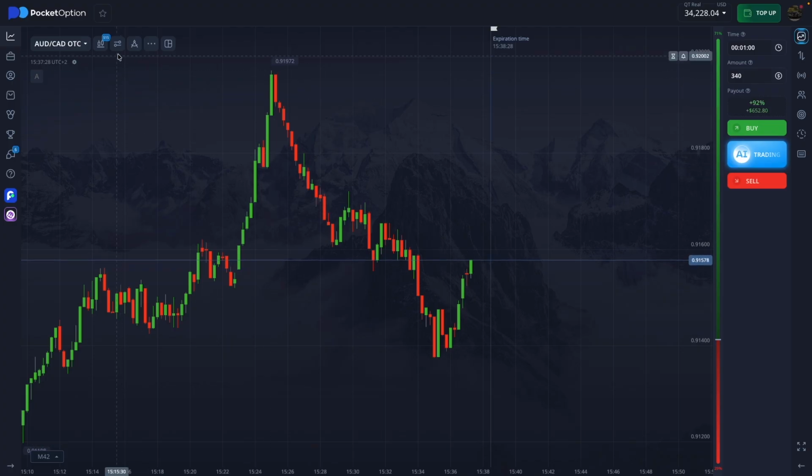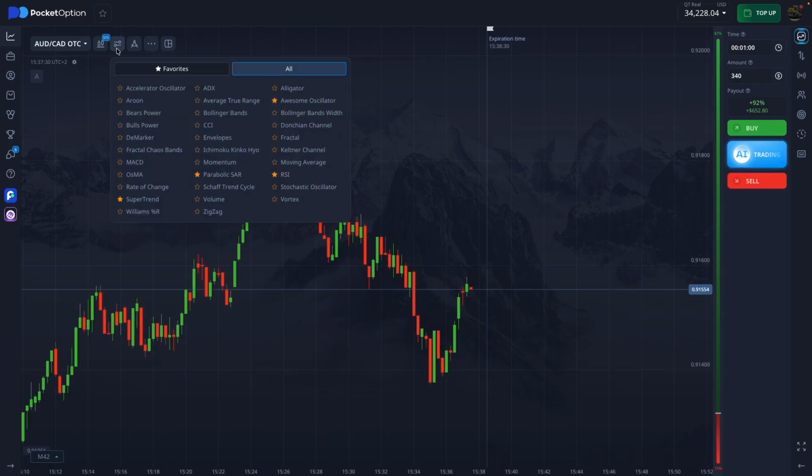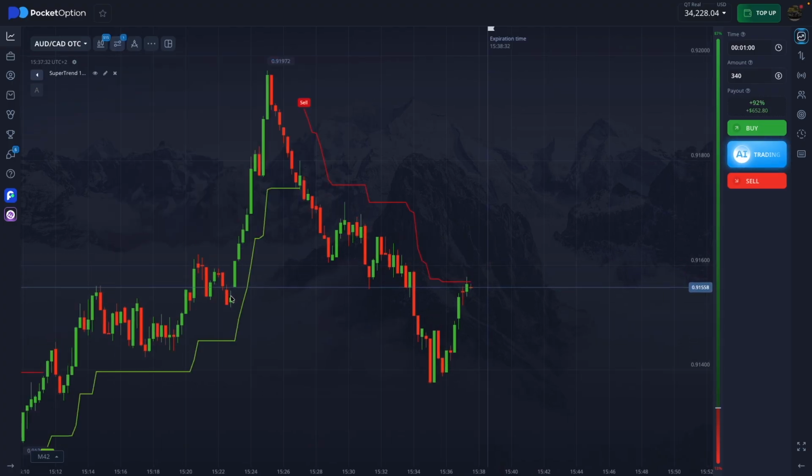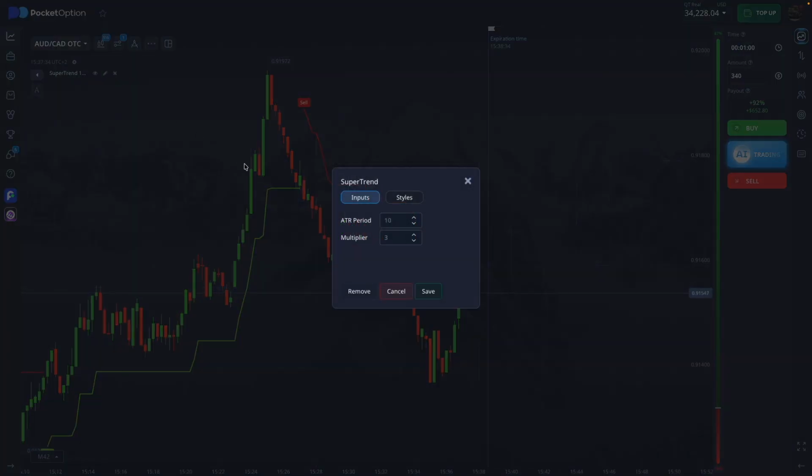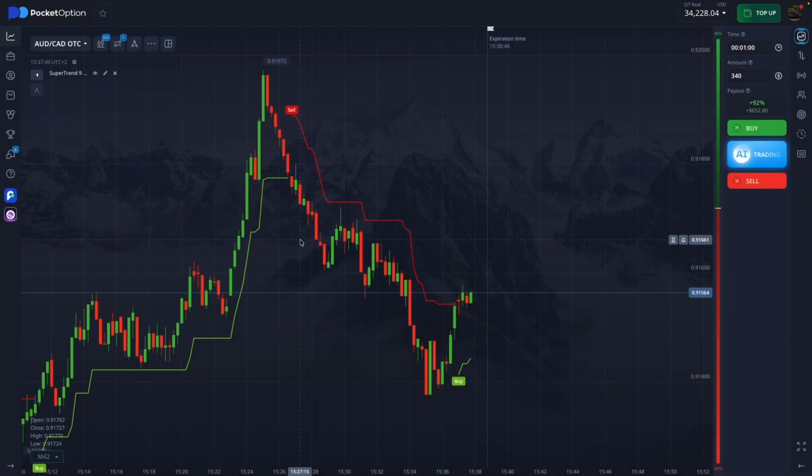Today, I will be using 4 indicators. The first indicator I will add is called Super Trend. I go to the settings of this indicator, and here I set the period to 9 and the multiplier to 2.5. After that, I don't change anything in style and move on to setting up the next indicator.